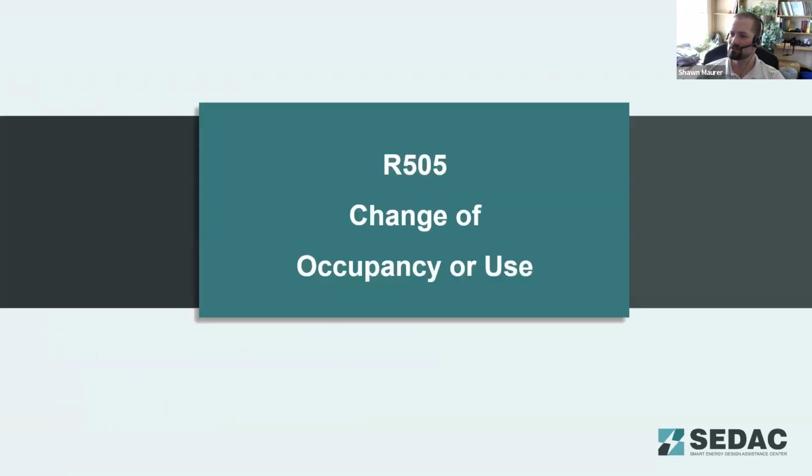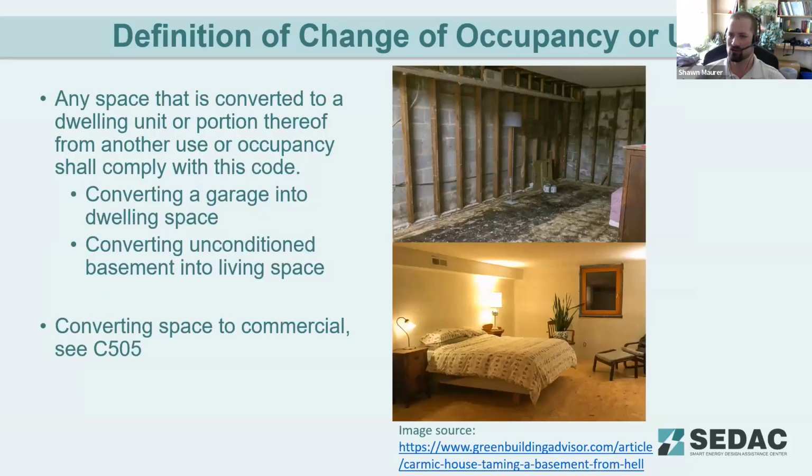And then back to change of use or occupancy. This section is going to refer you back to the R502 section for additions. Any space converted to a dwelling unit or portion thereof from another use or occupancy shall comply fully with the code. So if you're converting a garage that was unconditioned space into a dwelling space, such as a bonus room on the house or an additional living space, converting the unconditioned basement. If you're converting residential space to commercial space, say you've got a multi-tenant building and you're turning the first floor into commercial shops, then you're going to have to go to the existing buildings for commercial buildings and look at requirements there.